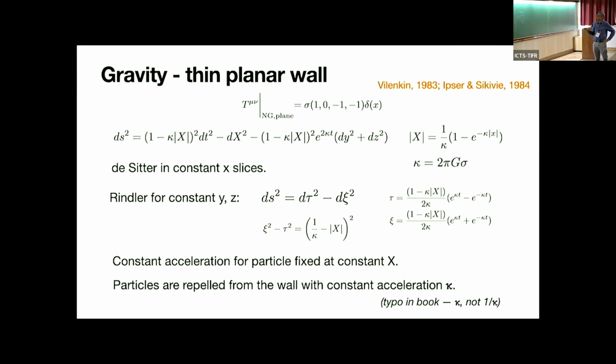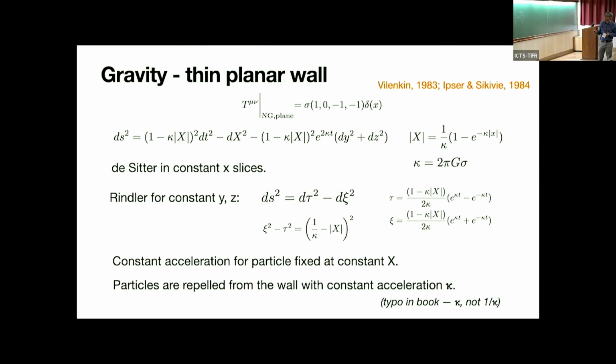If you take little x to be constant, then the dx goes away and this capital X is a constant, then you can see that this is dt squared minus exponential 2 kappa t times (dy squared plus dz squared). So that's like de Sitter space, the inside of the wall, the wall is inflating in the transverse directions.